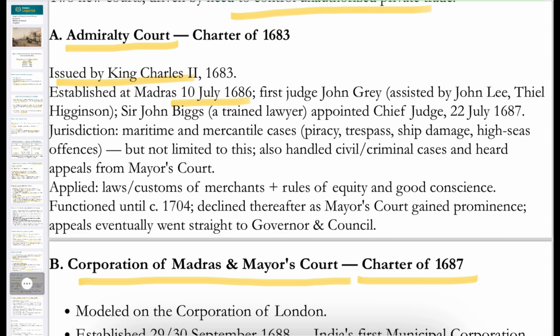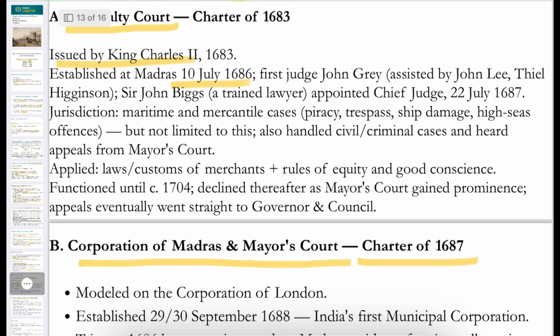Its jurisdiction was not limited to maritime matters only; it also handled civil and criminal cases, and it also heard appeals from the mayor's court. It functioned until around 1704, after which its importance declined as the mayor's court took more importance, and eventually appeals began going directly to the governor and the council.